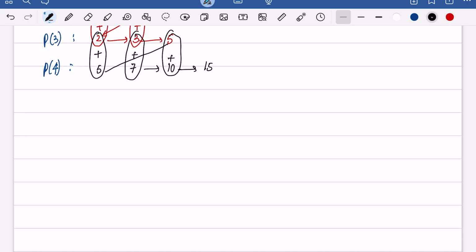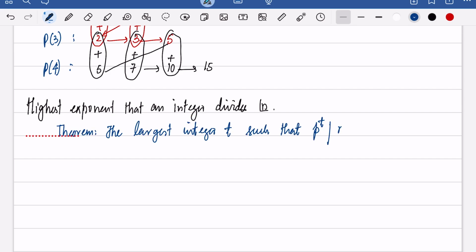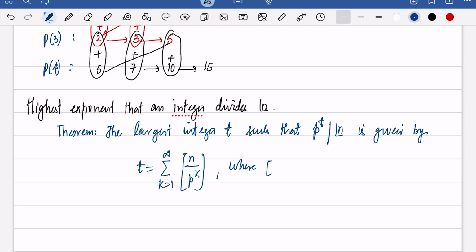Now let's come to our next topic: the highest exponent of a prime dividing n factorial. We mention this in the form of a theorem. The largest integer t such that p to the power t divides n factorial is given by t equal to the summation over k from 1 to infinity of the floor of n divided by p to the power k, where the brackets denote the greatest integer function.